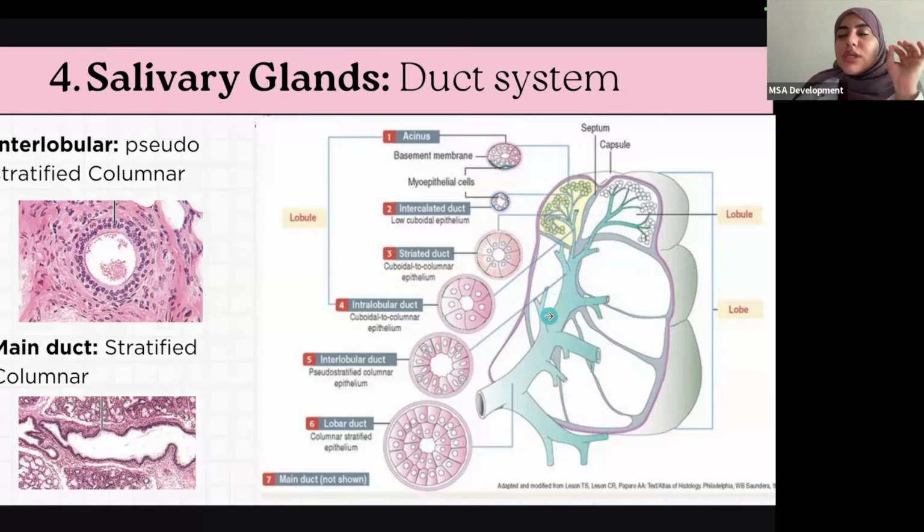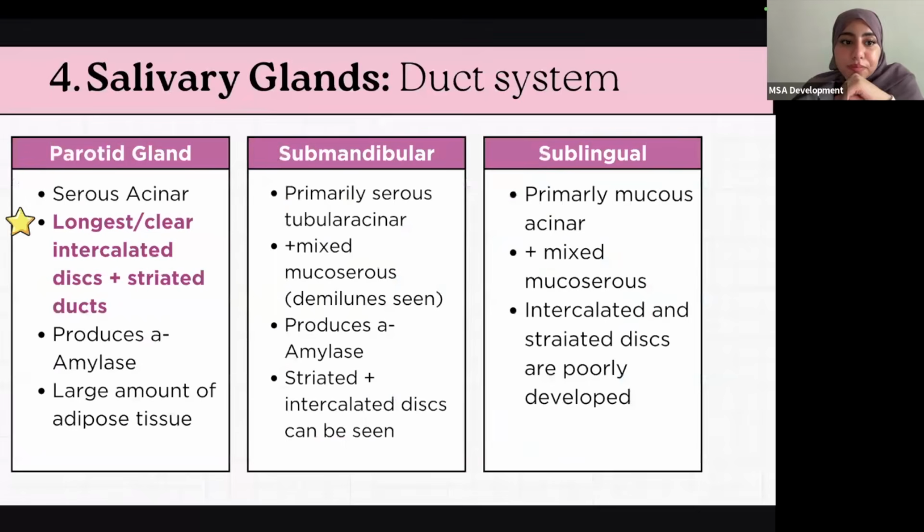And between the lobes, the epithelium is pseudostratified columnar. This is really important, and you have to remember these. And once you get into the main duct over here, it's stratified columnar. Okay? So once you're outside and it's interlobular, it's pseudostratified columnar. And then in the main duct, it is what? Stratified columnar. Okay.